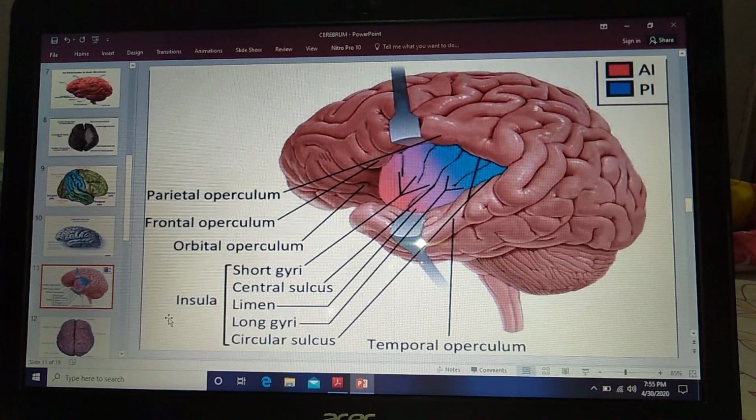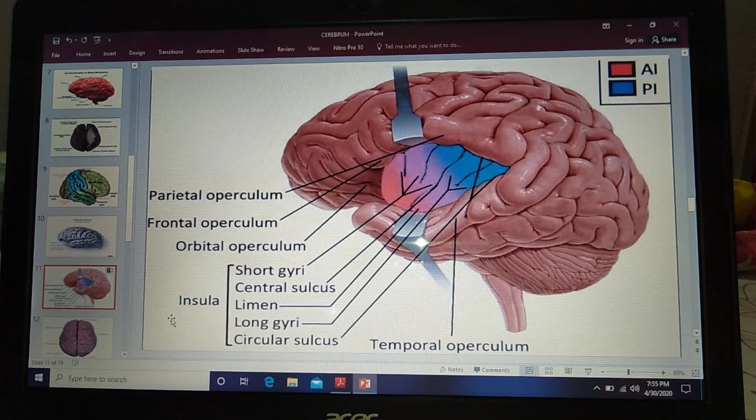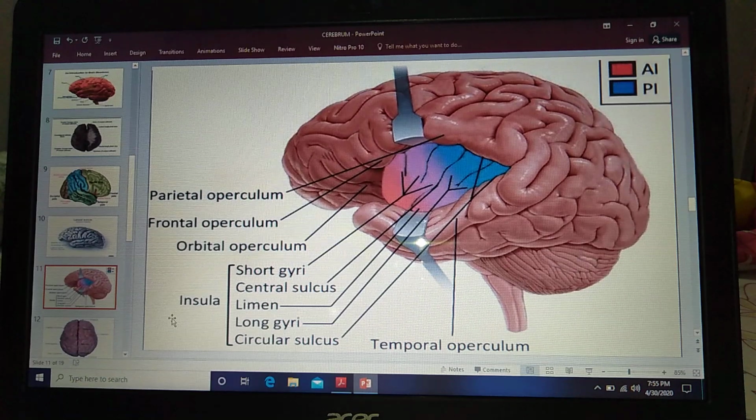We stop here today. So, this is all about the introduction to the cerebrum, and in the next lecture we will be talking about all the sulci and the gyri of the cerebrum.